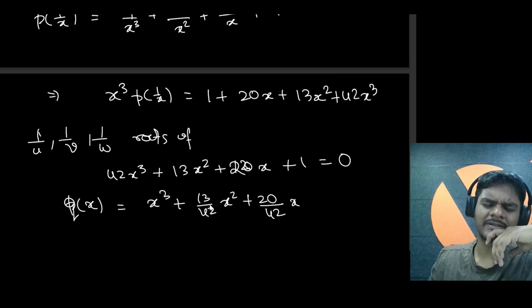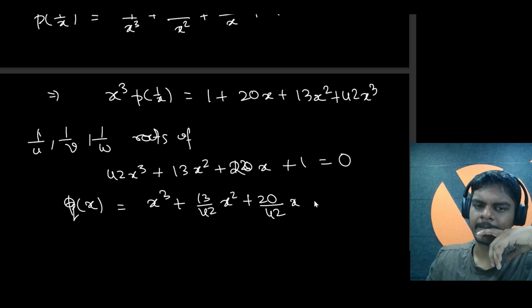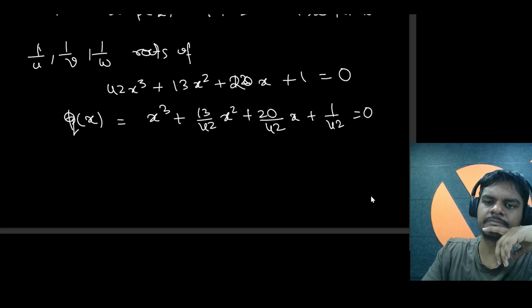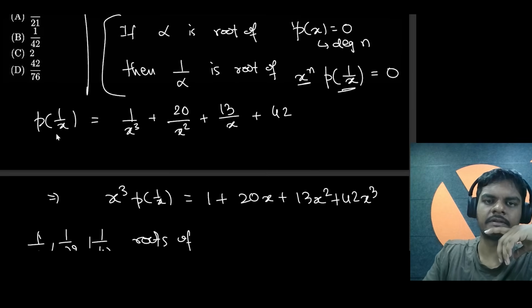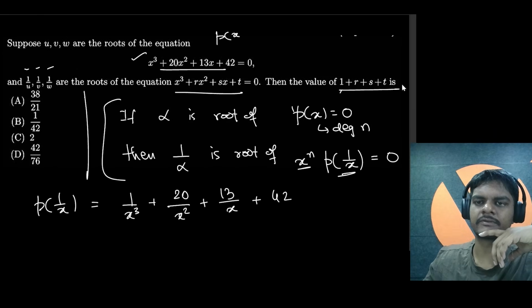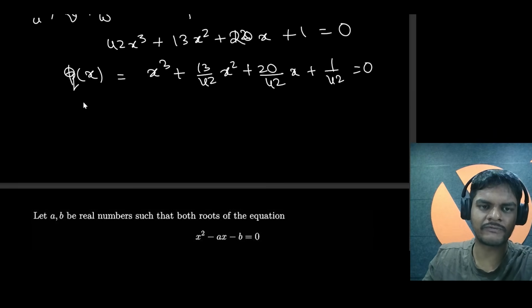Does something cancel out? If you multiply with the 4, nope, nothing. Plus 1 by 42 equal to 0. So you'll see that we want what? We want sum of all the coefficients. So it is easy. We want Q of 1.